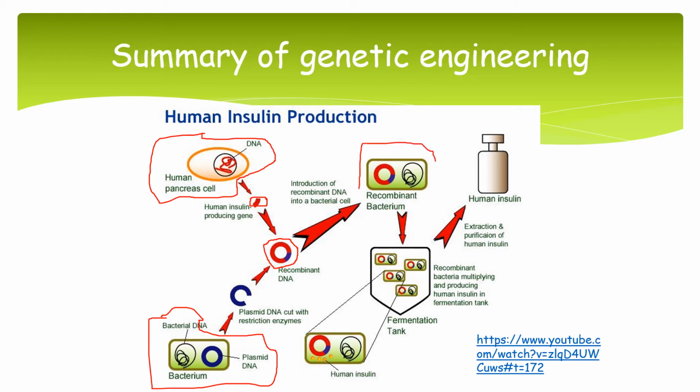Your bacterial cell is then grown in nutrient conditions, for example on a nutrient agar plate. And then after you've done that, your bacteria multiply in, for example, a fermentation tank. And then you would extract and purify your human insulin. And then you would be able to make masses of your product, human insulin, and help people that had diabetes.